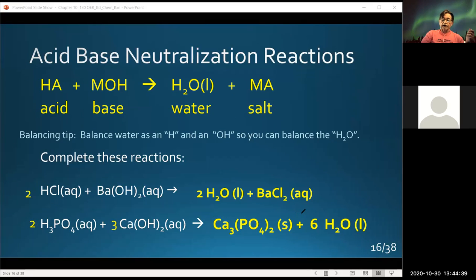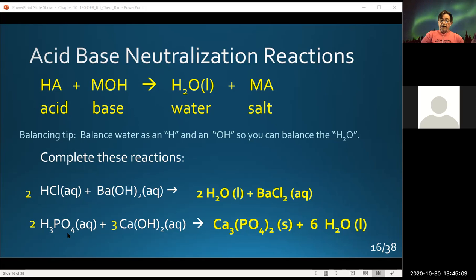We go back and verify that, in fact, we are balanced, okay? And so we go back and we check the hydrogens. I got 6 hydrogens coming from phosphoric acid. And how many are coming from the hydroxide? 6. So I got a total of 12 hydrogens. I look to the right, I got 12 hydrogens in the form of water. So hydrogens are happy, okay?